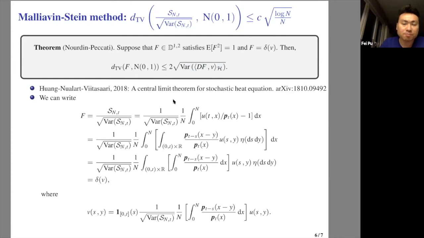So this is how we apply the Malliavin-Stein method to study the CLT for the stochastic heat equation. Here I do not show you the computation for the variance. In the computation, we will still use the Poincaré inequality and the estimate of the Malliavin derivative. In the end, we have such a bound for the total variation distance.